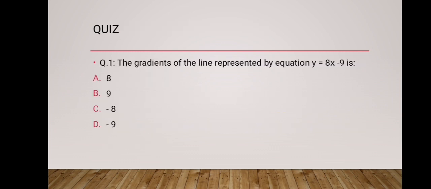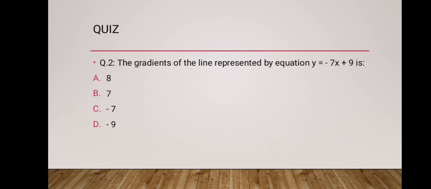Now here we have a short quiz. Let's go for that. In question number 1, the gradient of the line represented by the equation y is equal to 8x minus 9 is, and you have to select the right option from the four options given. As you know, the gradient is always the coefficient of the variable x, so the gradient is going to be 8. So option A is the correct option for this question.